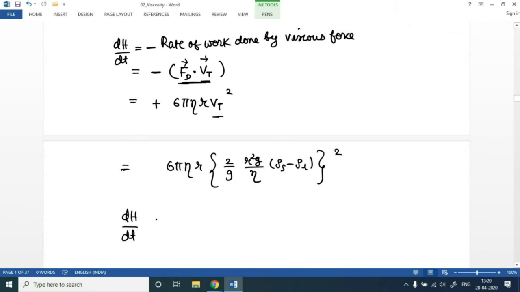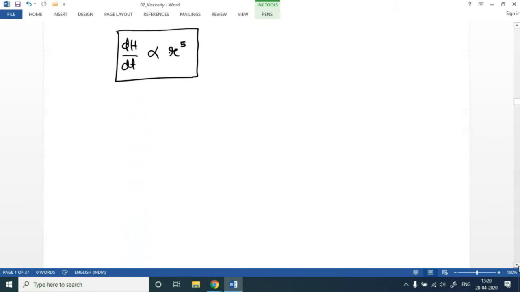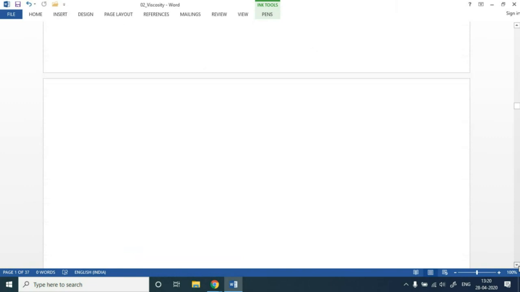But here you should realize this dh by dt. Now you see r square squared, so that becomes r to the power 4, and that multiplied with r, so this dh by dt is directly proportional to r to the power 5. So this is one more important relationship which is specifically useful for JEE Mains. Now let's move on to the next concept.